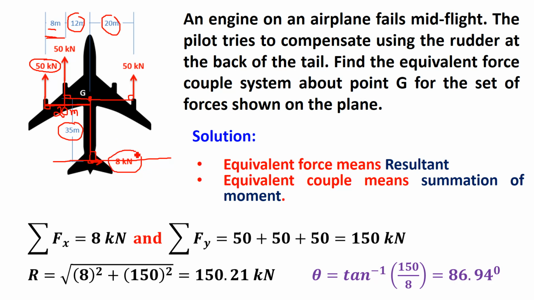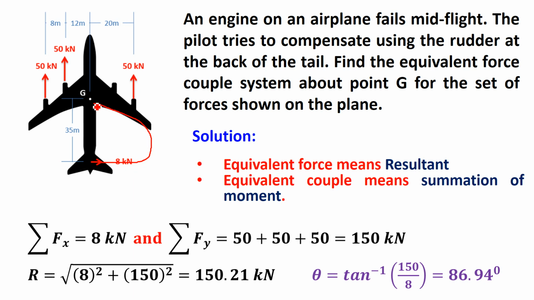So finally, for this horizontal 8 kilonewton force the perpendicular distance is 35. For this 50 kilonewton it is 20 meter, for this 50 kilonewton it is 12 meter, and for this 50 kilonewton it is 20 meter. Now the remaining part is to decide the nature of moment. Move in the direction of the force and come towards point G. This force is towards the right, so moving right and coming towards point G produces an anti-clockwise moment. So the moment of 8 kilonewton is plus.